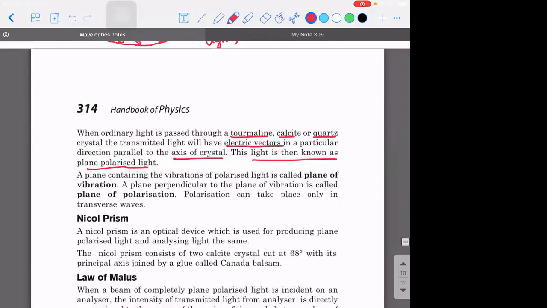These are the other two important points. If you are able to define a plane which contains the vibrations of the polarized light, then that is called the plane of vibration. If you take a plane perpendicular to the plane of vibration, it is called the plane of polarization. Please note this point: polarization can take place only in transverse waves. So let me explain what the plane of vibration and plane of polarization mean.